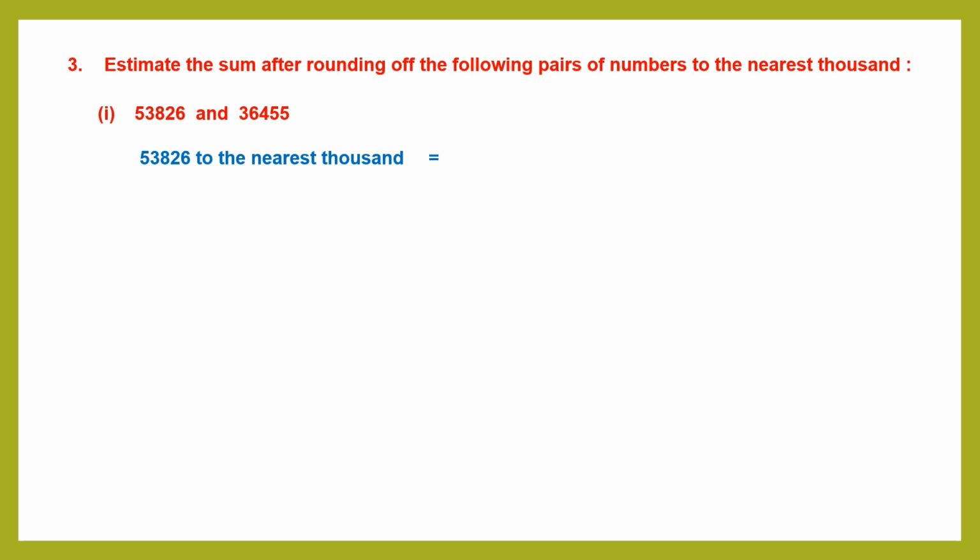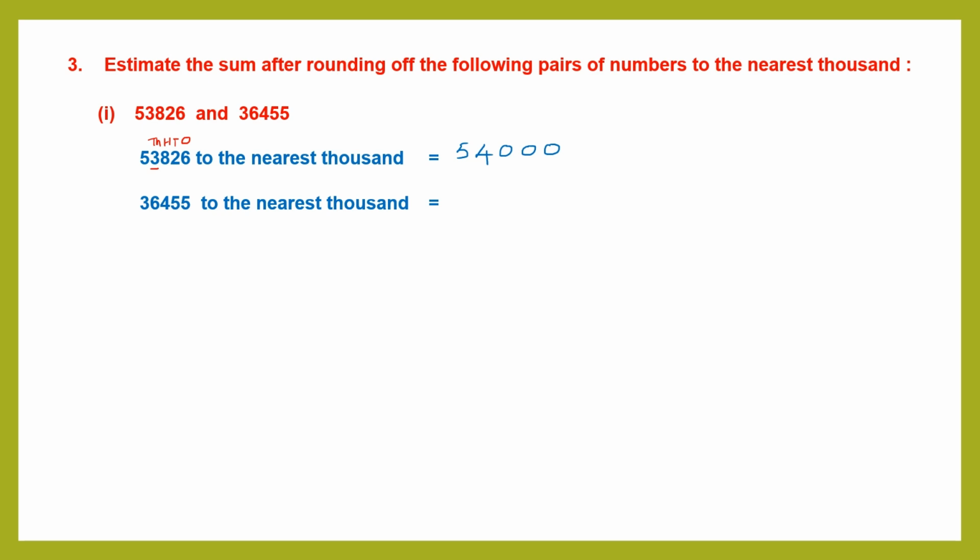So let's look for the digit in the thousands place. Ones, tens, hundreds and thousands. We have 3 in the thousands place. The digit to its right is more than 5, so 3 will now become 4. So 5, 4. Now all the digits to the right of the underlined digit will now become 0. So 1, 2, 3, 54,000.